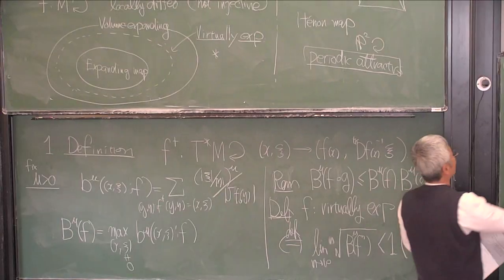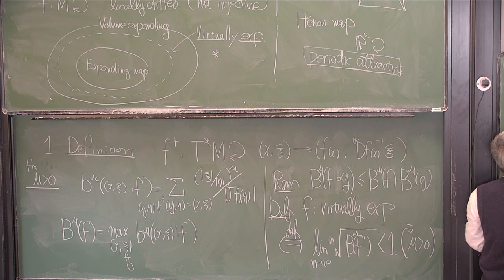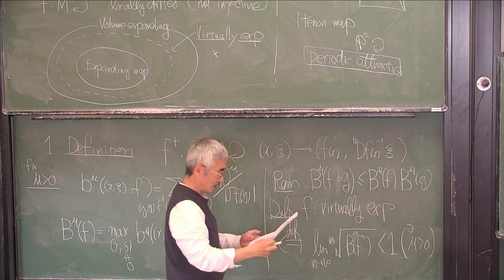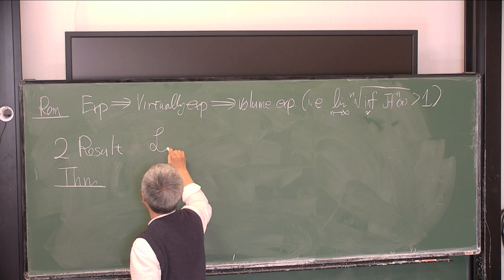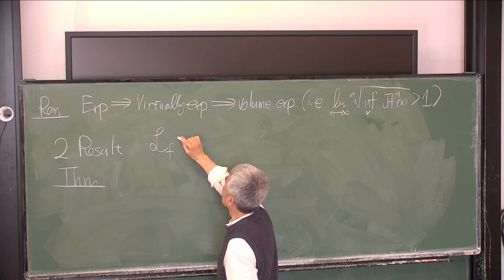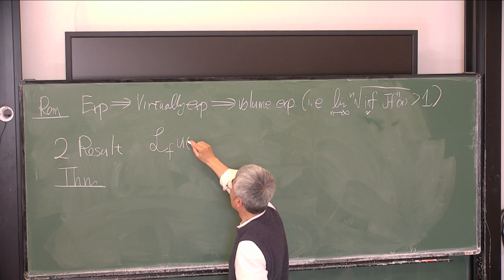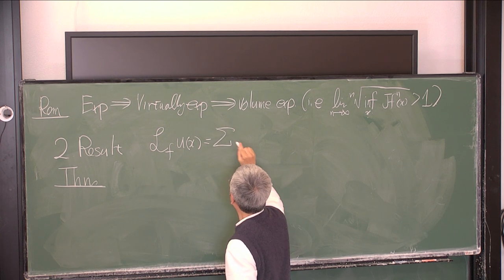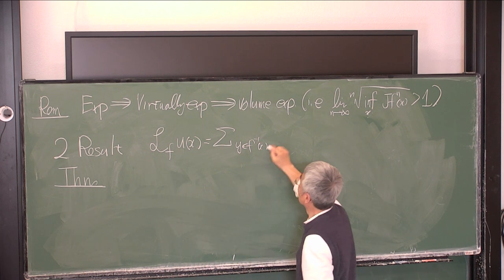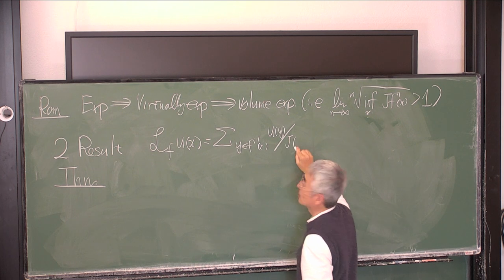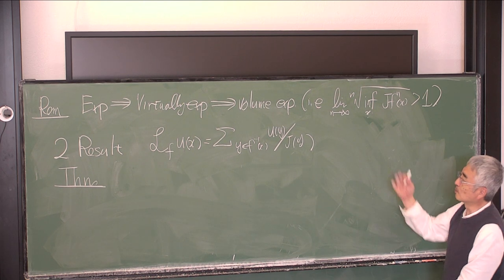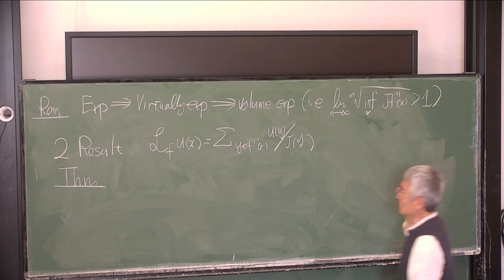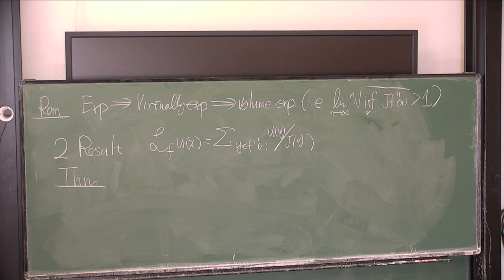And my result is actually a rather easy result. Okay, so this is a theorem. So I have only one theorem. So okay, so let us define the Perron-Frobenius operator L of f, acting on function u on M. And this is the sum over y with f(y) equal x of u(y) over the Jacobian at y. This is a very usual object in dynamical systems or ergodic theory. And basically it is the action of f on the space of densities with respect to Lebesgue measure or Riemannian volume.